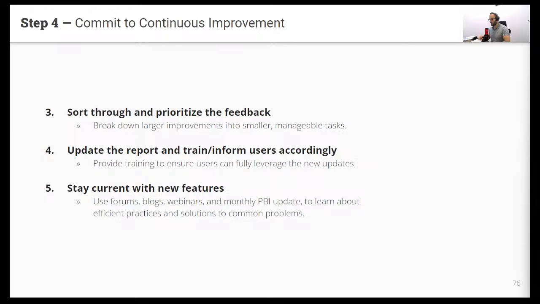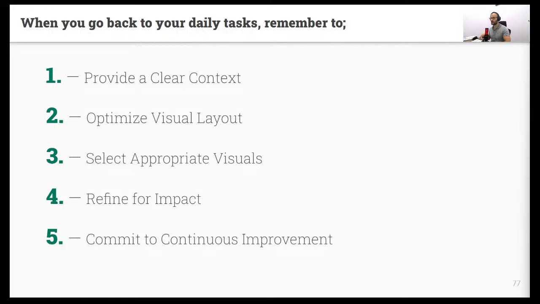Now I've talked a lot, so let's try to just finalize this webinar on the basic steps we have gone through. So when you go back to your daily tasks today, tomorrow, next week, and so on, remember to first provide a simple and clear context. Optimize the visual layout. Select visuals that are appropriate. Refine for impact and commit to continuous improvement.